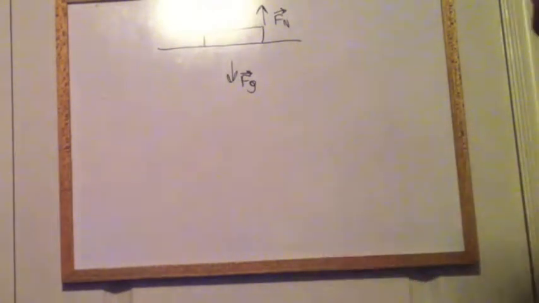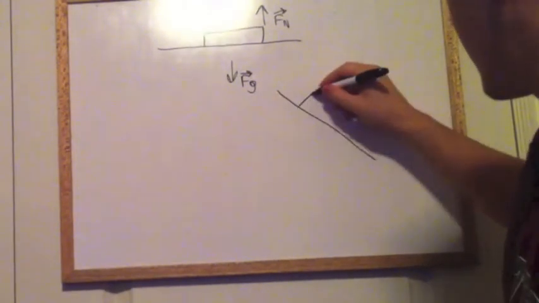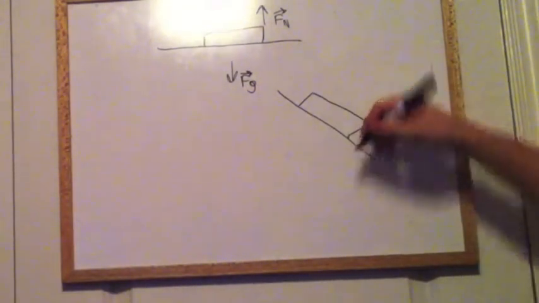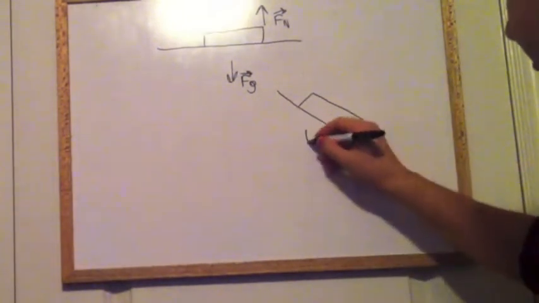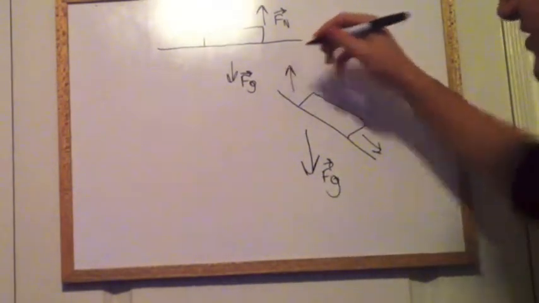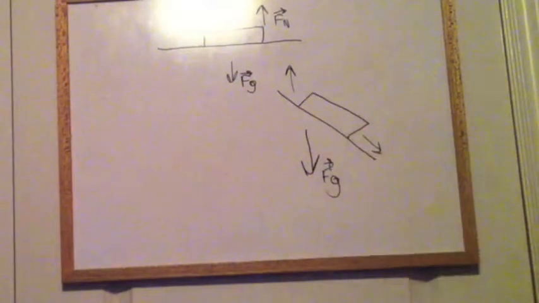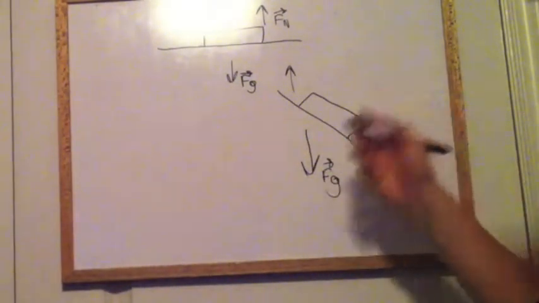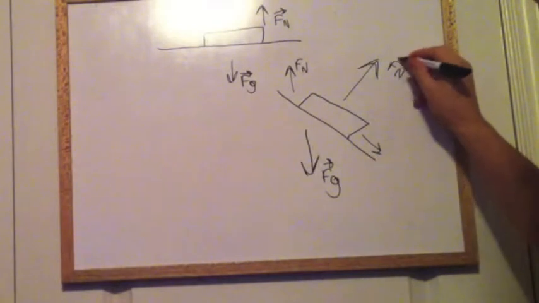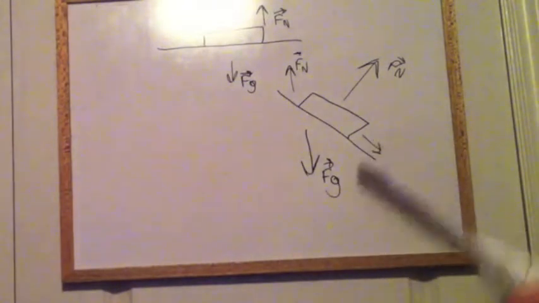The Fn is totally opposite of the Fg in that scenario. But this isn't the only type of FBD you can have. You can have an FBD that looks like this, on a slant. Yes, the Fg is still acting downwards, but the Fn is not acting like this. By law, the Fn always acts perpendicular to the surface. So in this scenario, the Fn would be acting like this. And just from that little diagram alone, we can confidently say that number 1 is false.